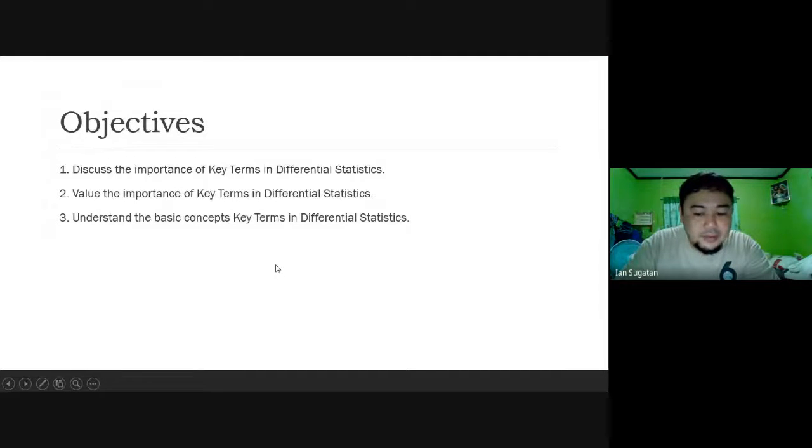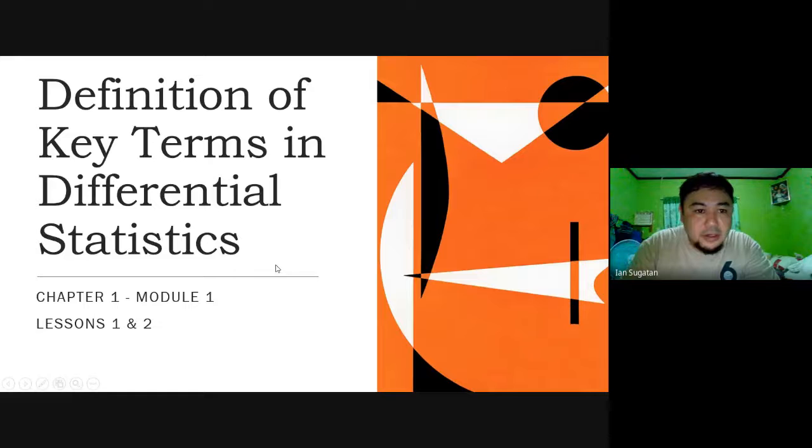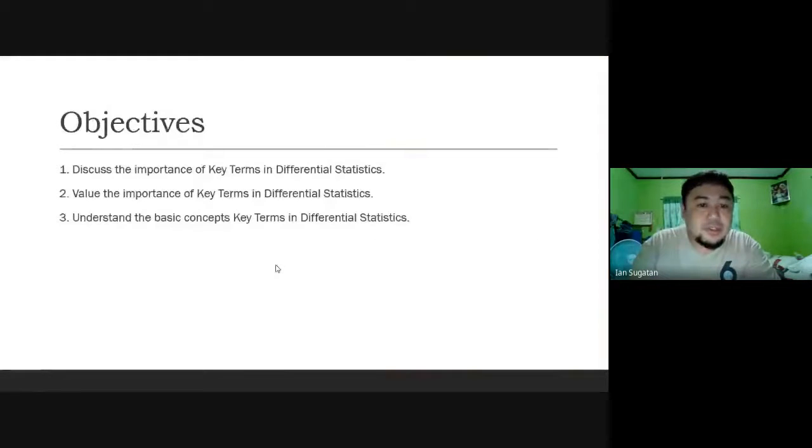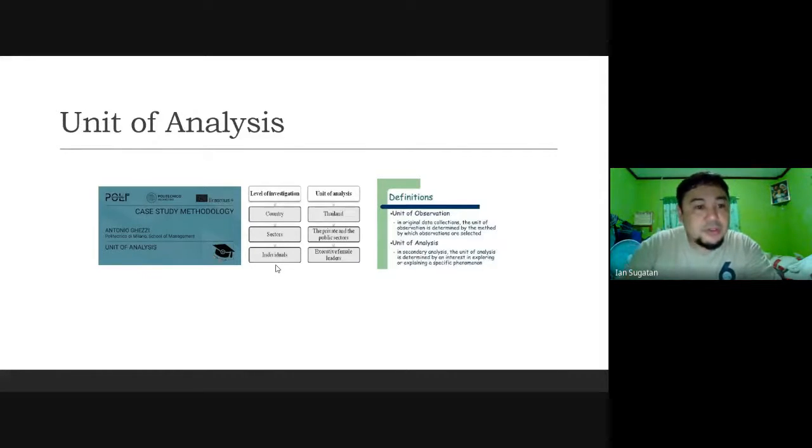Okay, so again, our topic for this evening is about definition of key terms in differential statistics. So we are now on chapter 1, module 1 of our lesson 1 and 2. So that will be our topic for this evening, no? So as I've said, our objectives are, number 1, to discuss the importance of key terms in differential statistics. Number 2 is to value the importance of key terms in differential statistics. And number 3 is to understand the basic concepts or key terms in differential statistics. So we are now on the unit of analysis, no?